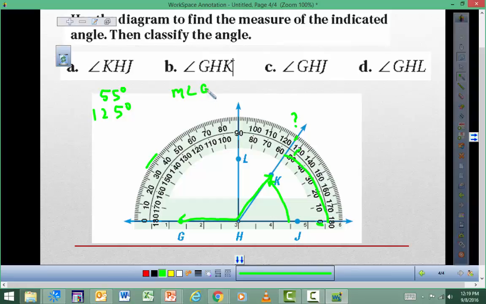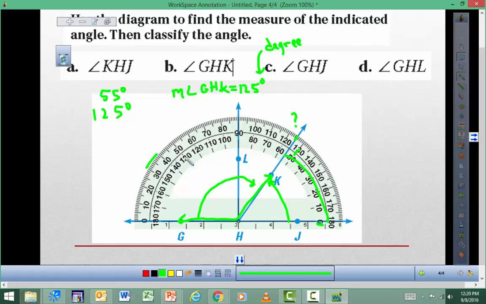GHK. This one we'd say is 125. We use this little symbol up here that means degrees. We measure angles in degrees. And in case you don't know, that's called a degree. And you'll notice that for a half circle, that's 180 degrees. Is this easy so far?